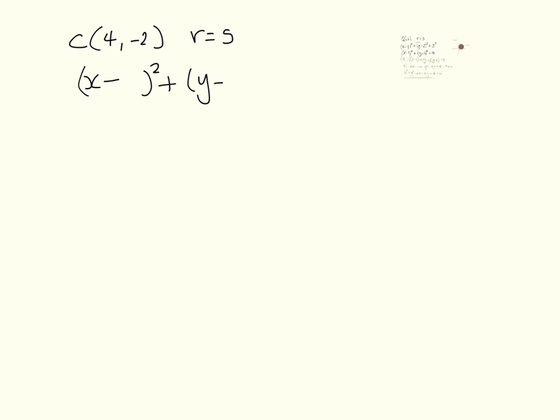y take away something, squared, is equal to 5 squared. Okay. Right, well, we can see this is the x value, that's the y value. So the x moved in the direction of 4 units, sorry. And y moved down 2 units, so minus 2 there.